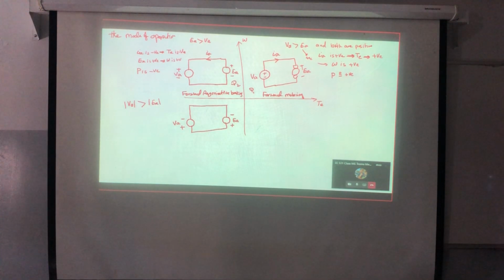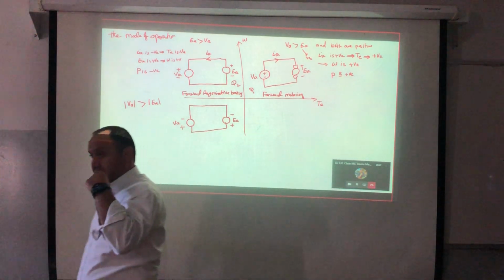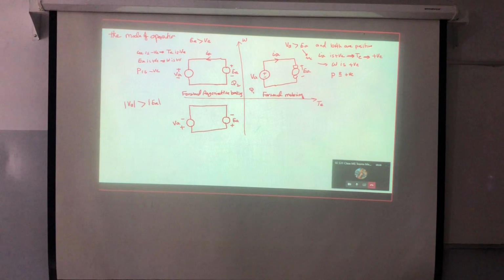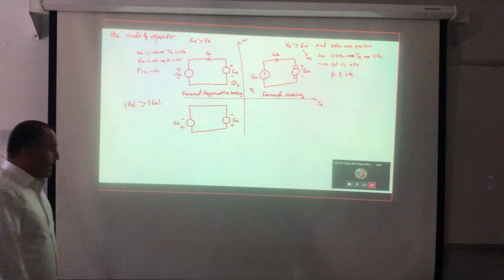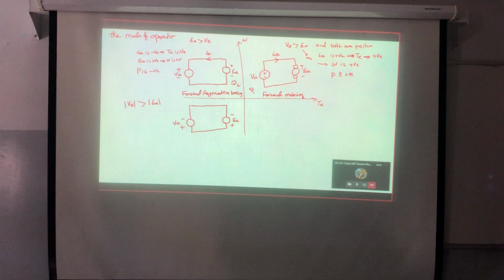Why here I'm using the absolute value? Because I need to respect the sign. I cannot say minus 20 is greater than minus, or minus 30 is greater than minus 20. As absolute value, yes. So VA is greater than EA as absolute value.